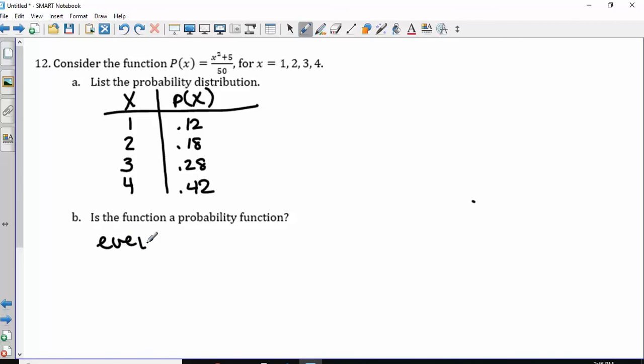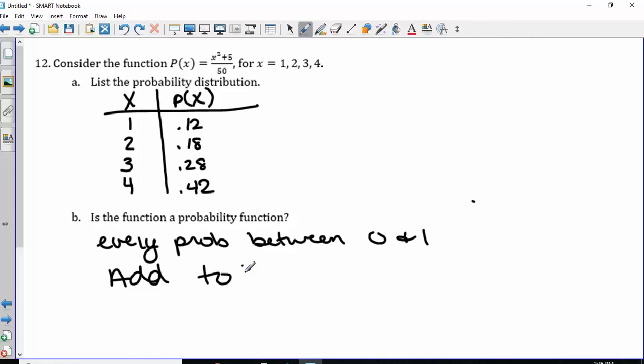If it's a probability function, that means every probability has to be between 0 and 1, and that's true. And they have to add to 1. Does that add up to 1? It does. So yes, it is a probability function.